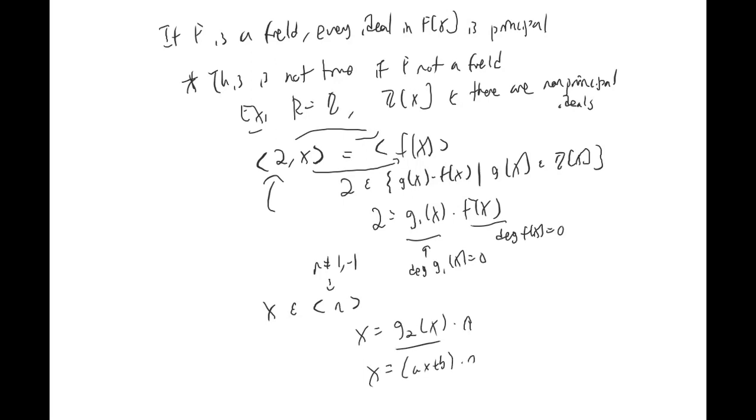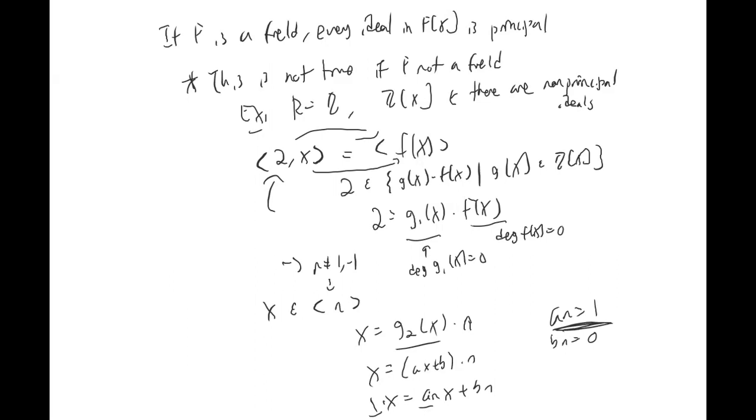And you see it's impossible, because from here you're basically saying anx plus bn, right? So you're saying an is 1, if you match the coefficients. And of course, bn is 0. But this is impossible, because if n is not 1 or -1, the only units in Z are 1 and -1. So you can't find such a g2.